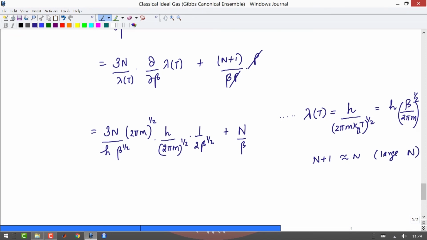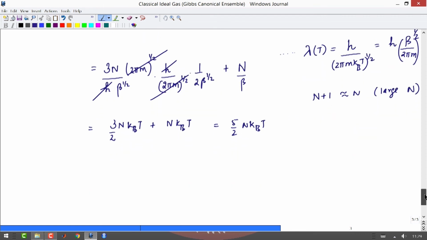So, we are doing thermodynamics, so it is all in the thermodynamic limit. If you knock off all the terms that cancel, you are left with nothing but 3 by 2 N k_B T plus N k_B T, which is nothing but 5 by 2 N k_B T. Now, this is your thermodynamic enthalpy.